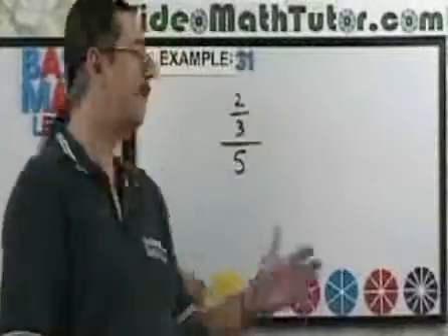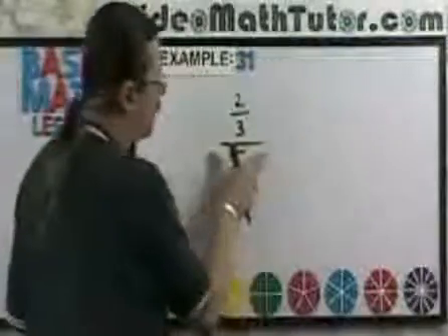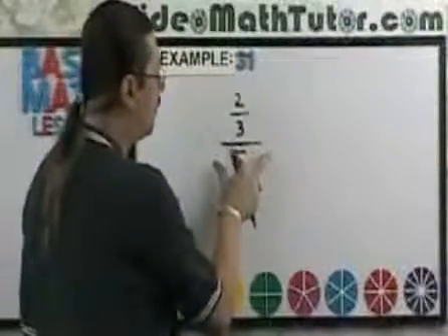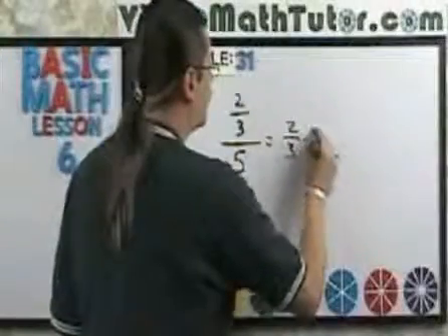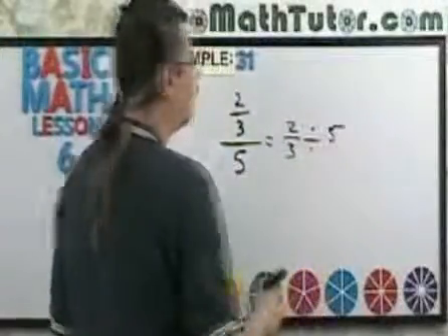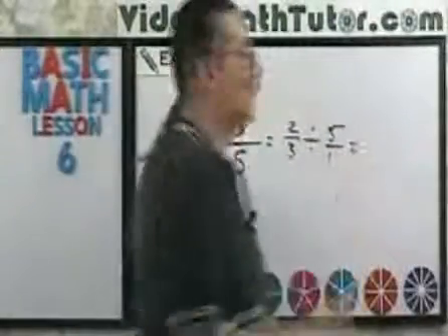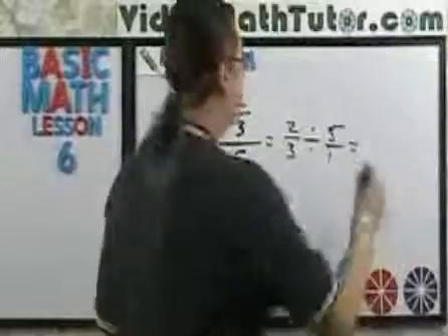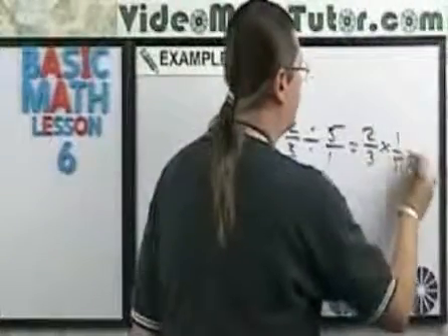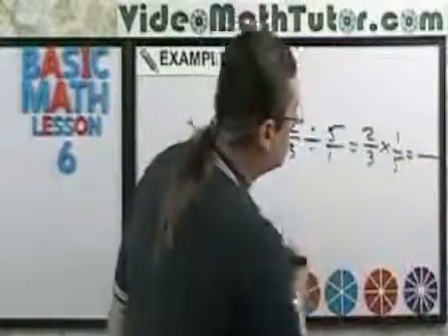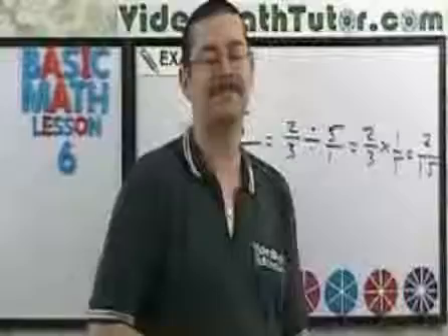Let's simplify this complex fraction. So notice this is the widest fraction bar, so that's going to become our division symbol. This is equal to 2 thirds divided by 5. And then to divide this, again, the first step is put that over 1. Then we invert and multiply. So we're going to get 2 thirds times 1/5. And nothing can be canceled, so we're just going to get 2 15ths.